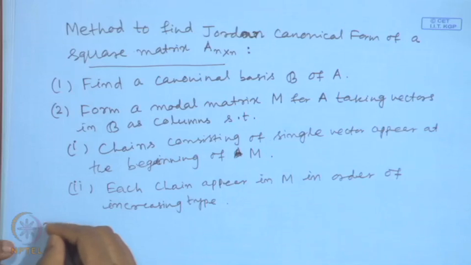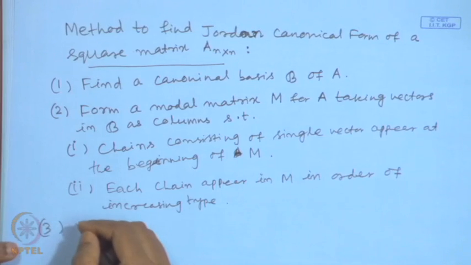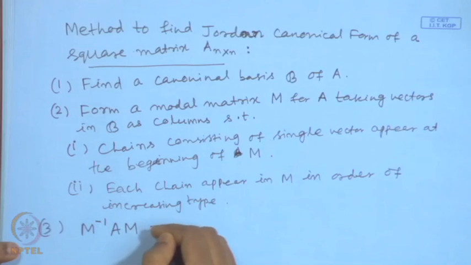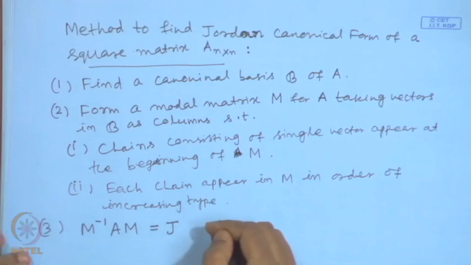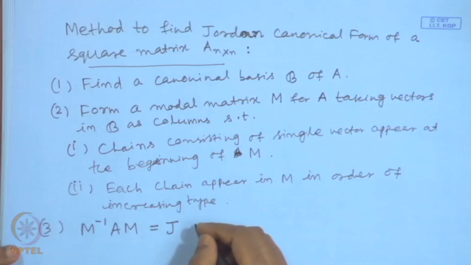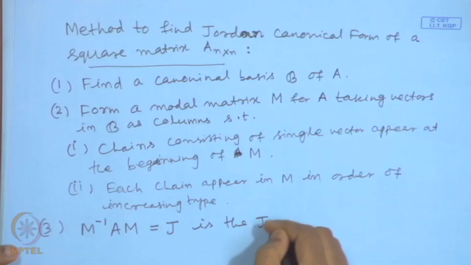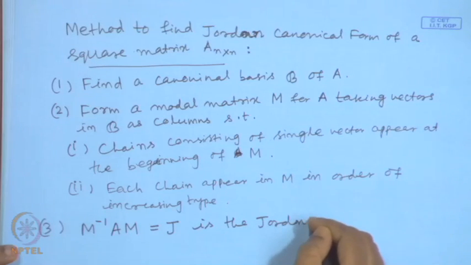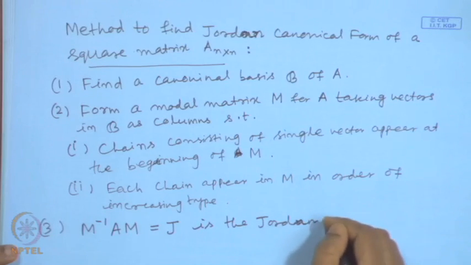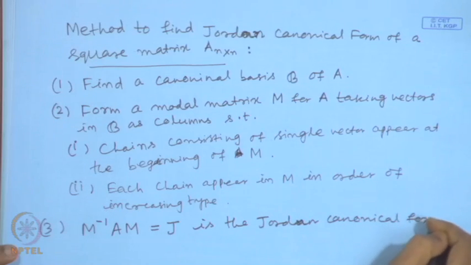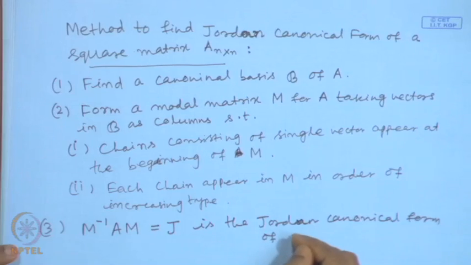So, now this M inverse A M is the Jordan canonical form of matrix A.